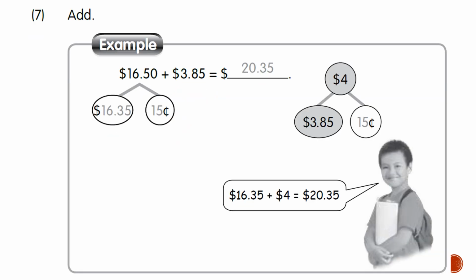Same thing for this one. You want to make to the nearest dollar, the next nearest dollar. So for $3.85, the next nearest dollar is $4. How much do you need to add to the $3.85 to get $4? You need 15 cents. Okay, so they split $16.50 into $16.35 and 15 cents. The reason is because they want to use this 15 cents to add to the $3.85 to get $4. So you see over here, this is actually $0.15. When you add $0.15 to $3.85, you get $4. So actually this group over here is $4. Okay, so this is a $4 group. And when you add $4 to $16.35, you get $20.35.